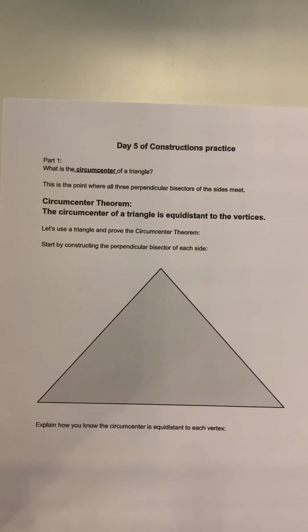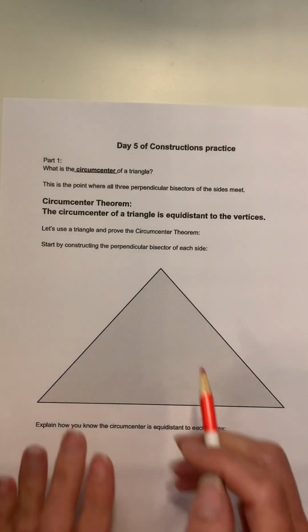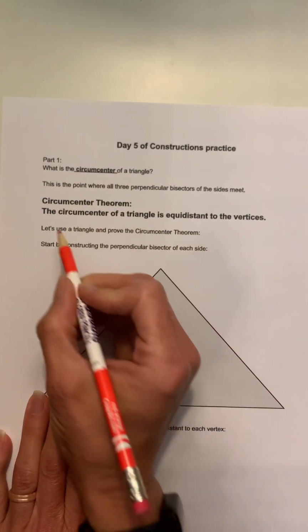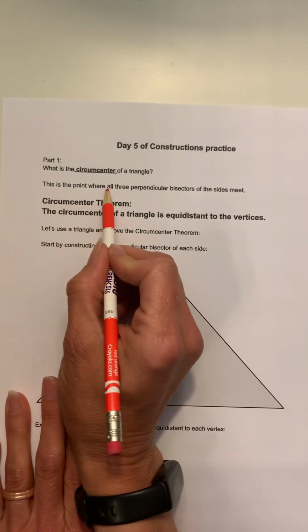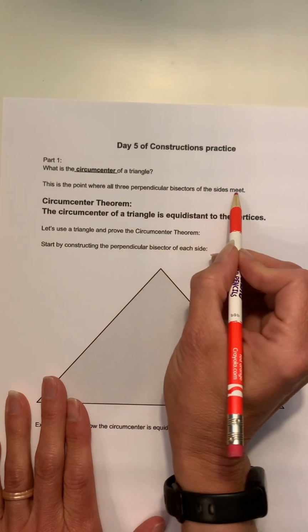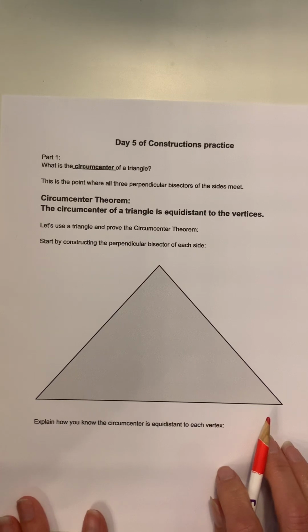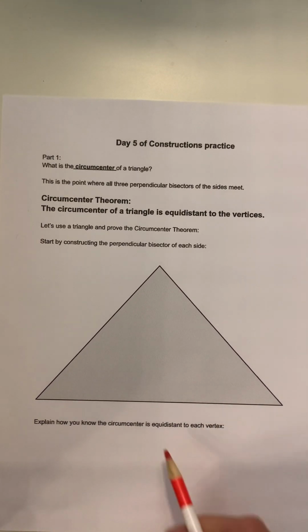Okay, on this fifth day of our working through constructions and geometry, we're going to talk about the circumcenter of a triangle. The circumcenter is the point where all three perpendicular bisectors meet. So let's go ahead and make some perpendicular bisectors for each of these sides and see what happens.